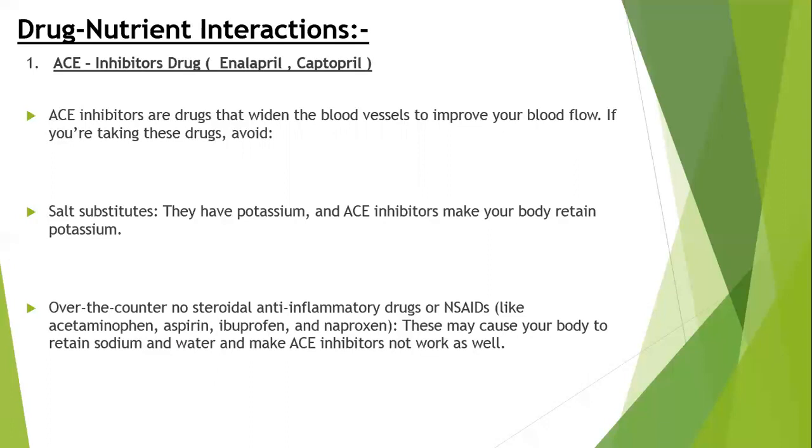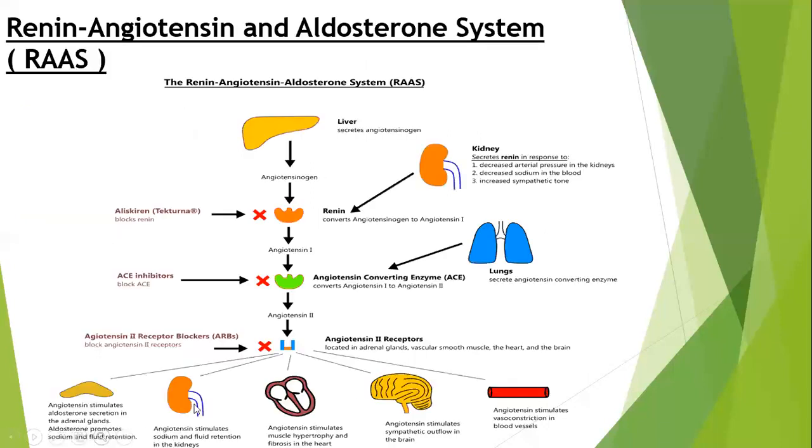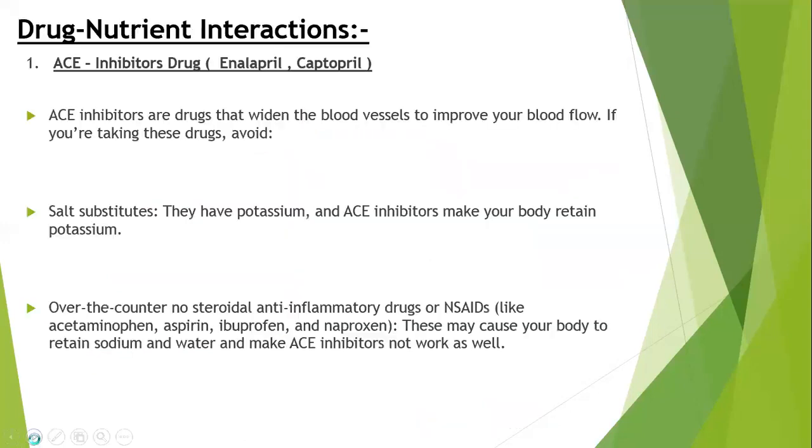But if you inhibit the system, I'm just going back to the previous slide, if they inhibit the system from angiotensin converting enzyme ACE to the angiotensin receptor, there is no chance of the vasoconstriction. So the dilation will occur. So it will be helpful. So these drugs will be there, like enalapril, captopril, and salt substitutes, but they have potassium. And ACE inhibitors make your body retain potassium.